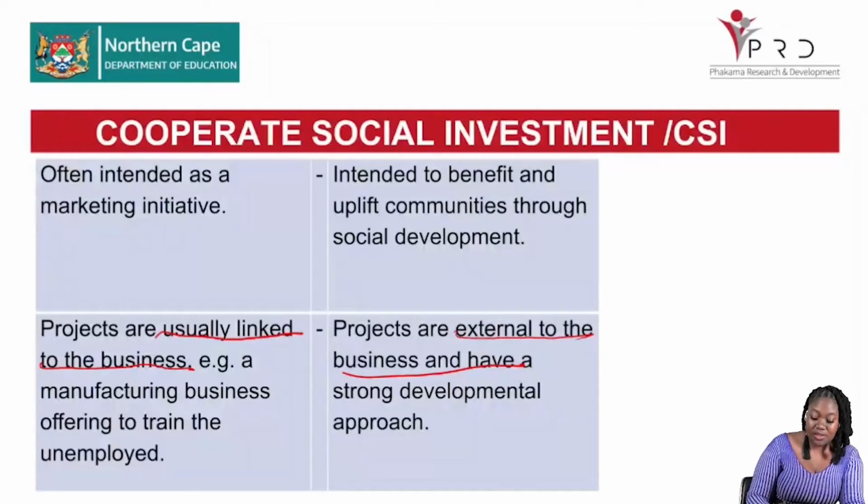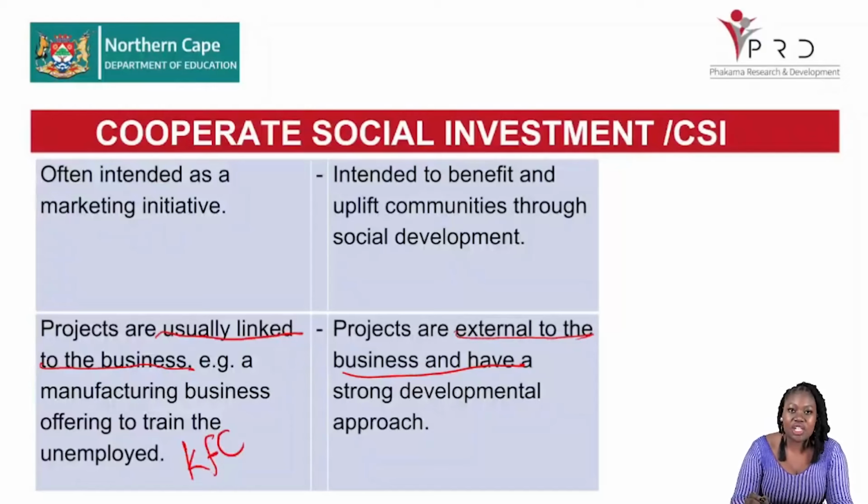Okay, so the last difference is that with CSR, the projects that the business undertakes are usually linked to what the business is already doing. So here we have KFC as an example. KFC has this initiative where they ask their customers to donate to rent, and with the true rent that is received, what they do is they actually go to different communities and actually donate food or feed hungry children. Okay, so already the project that they are doing as part of their CSR is linked to what they do as a business. And then with CSI, the projects are external to the business.